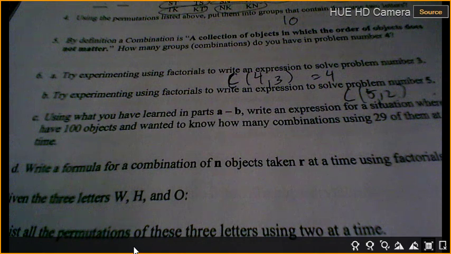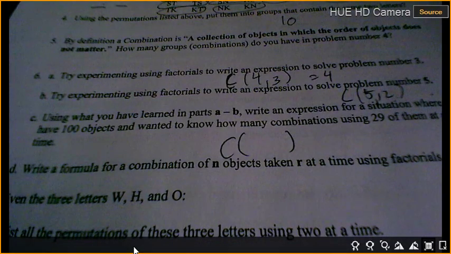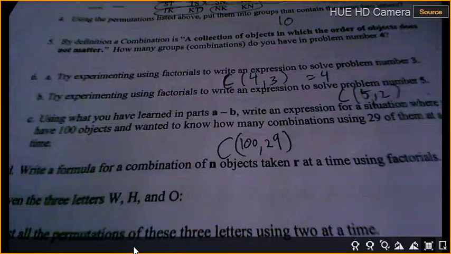Using what we learned, we want to write an expression where you have 100 objects, and we want to know how many combinations using 29 at a time. So we're going to do a combination. What am I going to put in for that combination? And then we're going to put in our calculator to figure it out. 100, and then what? Comma 29, right? Okay. So then get out your calculator.